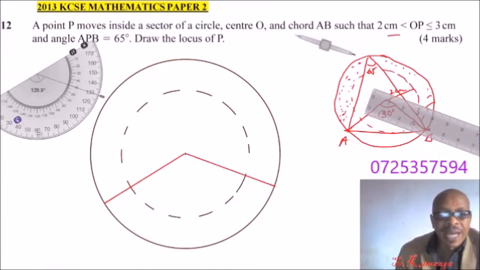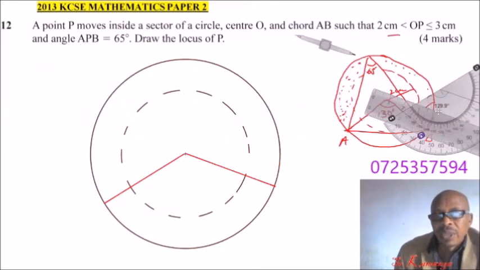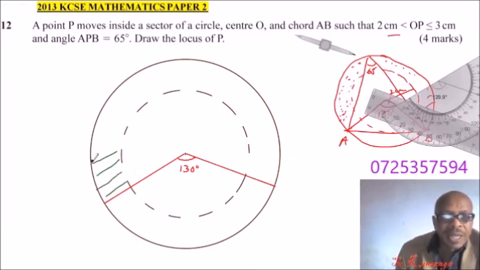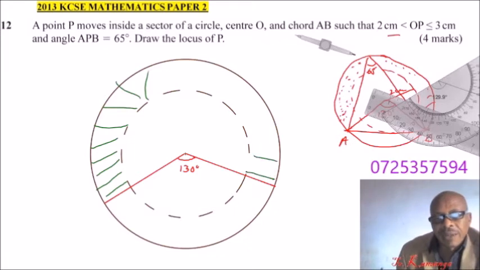Meaning that this angle here is 130 degrees, and therefore this region here is where the P lies. So this region here is the locus of P. You can shade that like that. This is the locus of P, which satisfies the given condition. So this is where we have P.